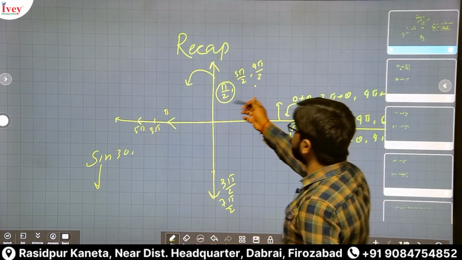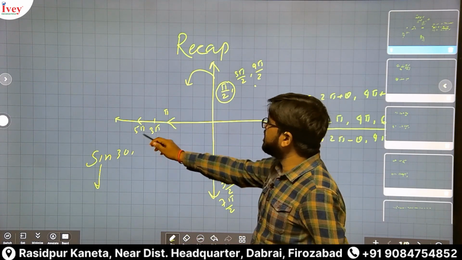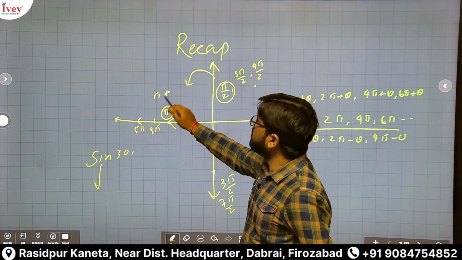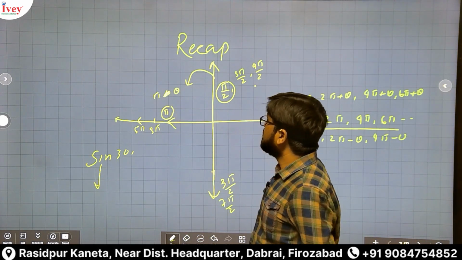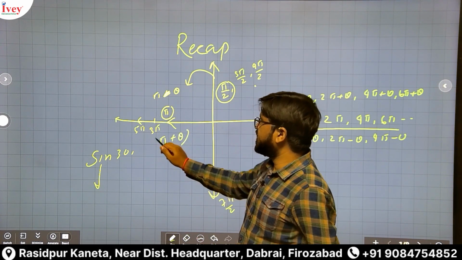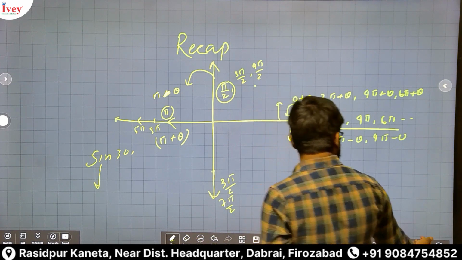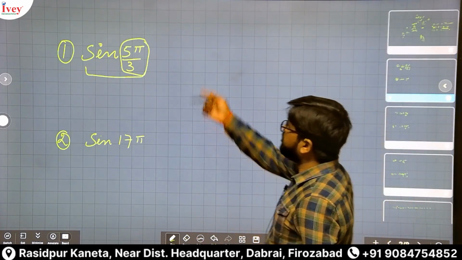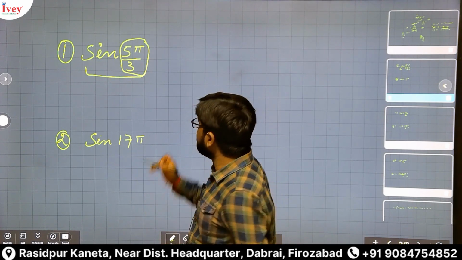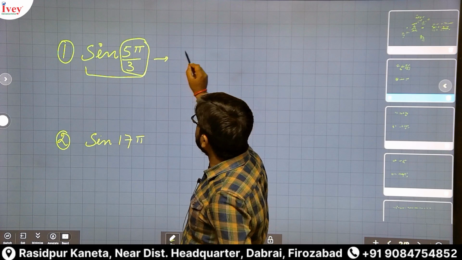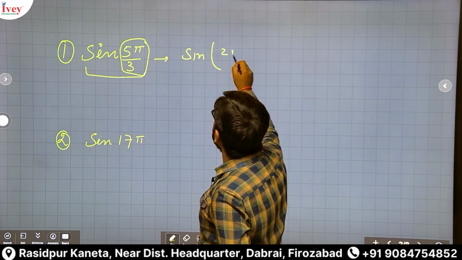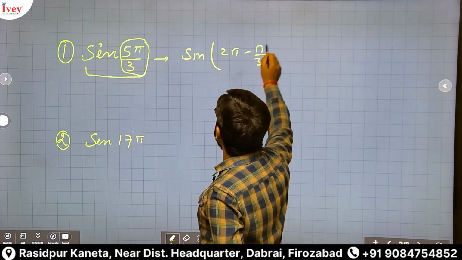We have seen the allied angles. For example, the allied angles of pi will be pi minus theta or pi plus theta. Pi minus theta will be in the second quadrant and pi plus theta will be in the third quadrant, right? So we have to express this angle, 5 pi by 3, in one of the allied angles, in the basic or standard format, I can say. So we can write here 2 pi minus pi by 3.